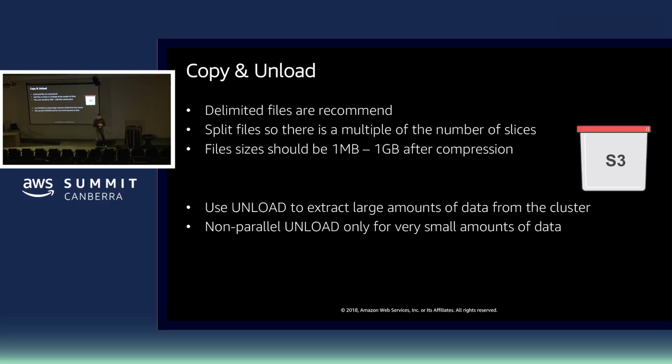Files should be 1 MB to 1 gig after compression. Don't give us files more than that, because we cannot really process them fast. So if you split your files and give them to us, that's the best way to do it. And split it at 1 gig chunks.